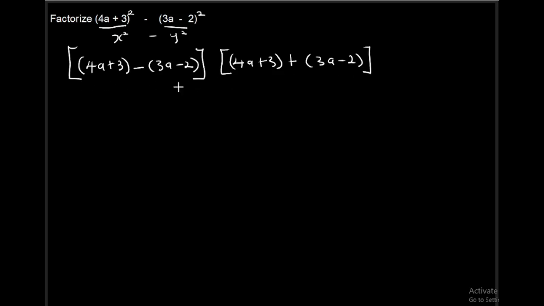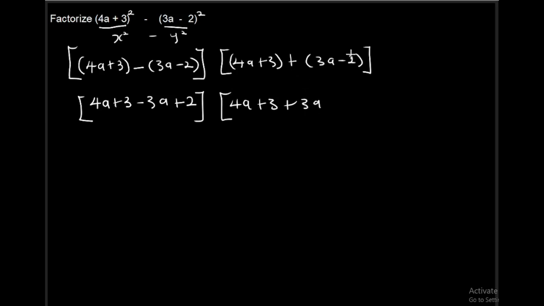Now we can simplify further. This is now going to be 4a + 3, minus, plus is minus, so this will give us −3a, minus minus is plus, so this gives us +2. This is in one big bracket. And then we have the next one, 4a + 3 + 3a, plus positive is plus, so plus 3a, plus minus is minus, so we have −2, in another big bracket.